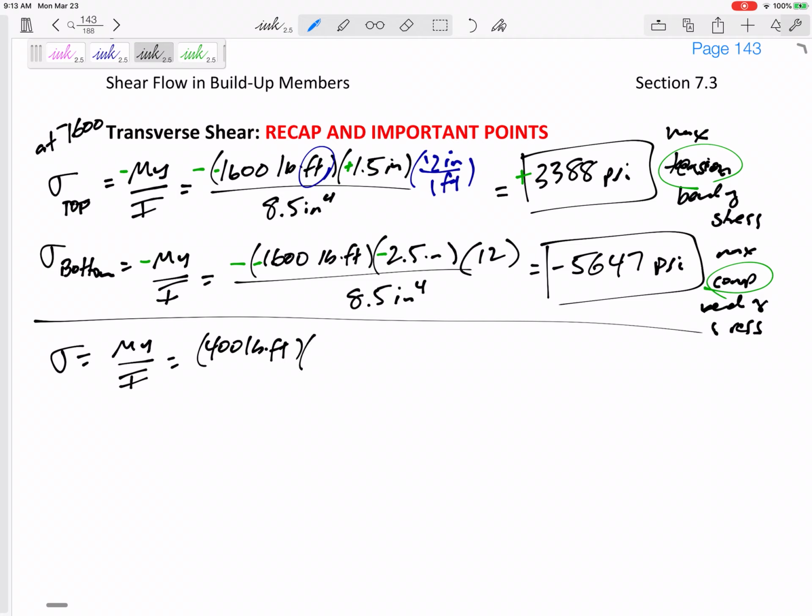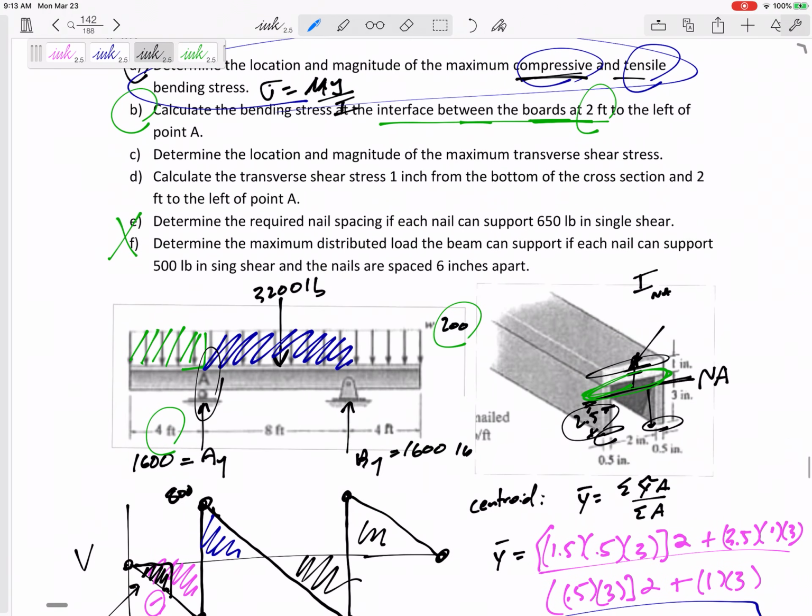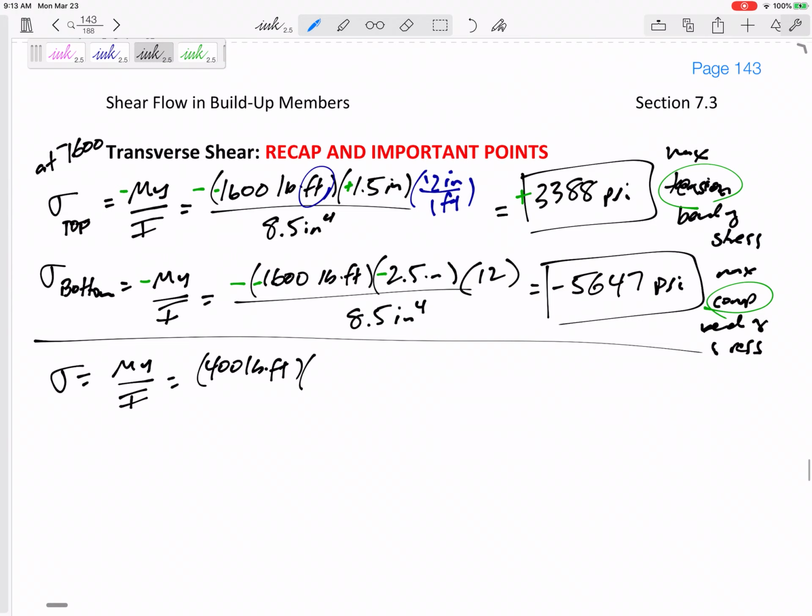The y. All right, if we're looking, it wants us to look at the interface between the two boards. So right here, where they're coming together, if I know my neutral axis is at 2.5 from the bottom, and that interface between the boards is at 3 from the bottom, then my y is 0.5 inches. Multiply it times 12, that's the conversion factor, 8.5 right there. So this would be 282 psi.